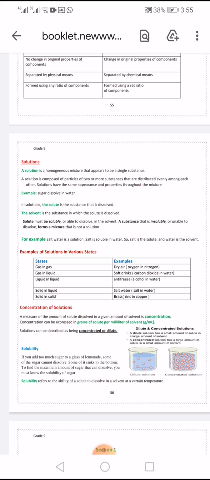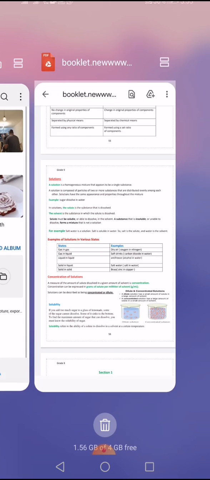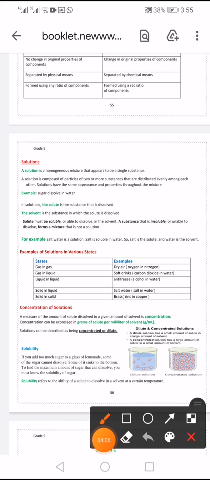So a diluted solution has a small amount of solute in a large amount of solvent, like this beaker. Look at this beaker. There is a small amount of particles inside this water, less than the solvent.